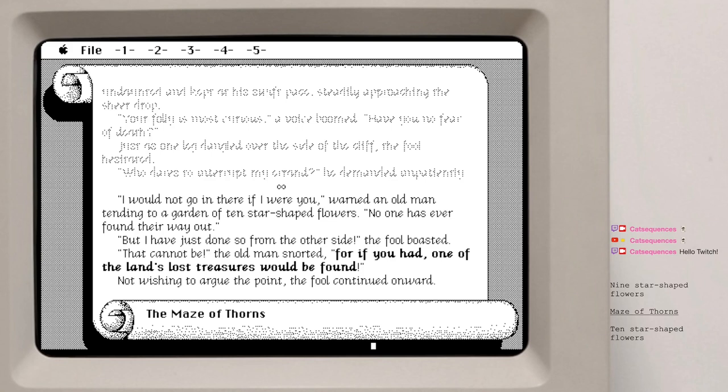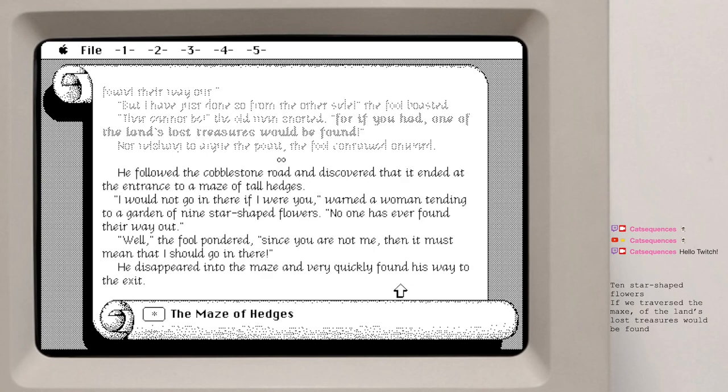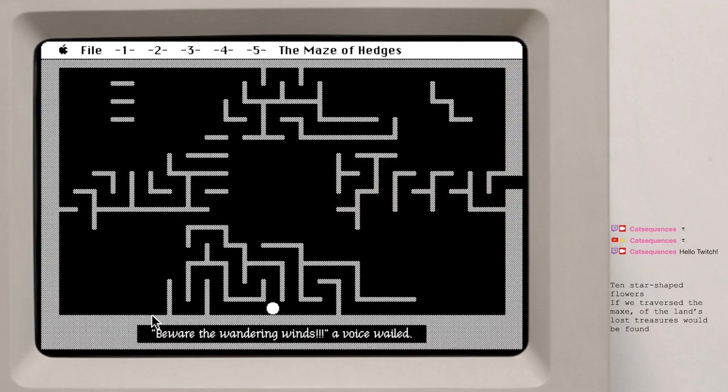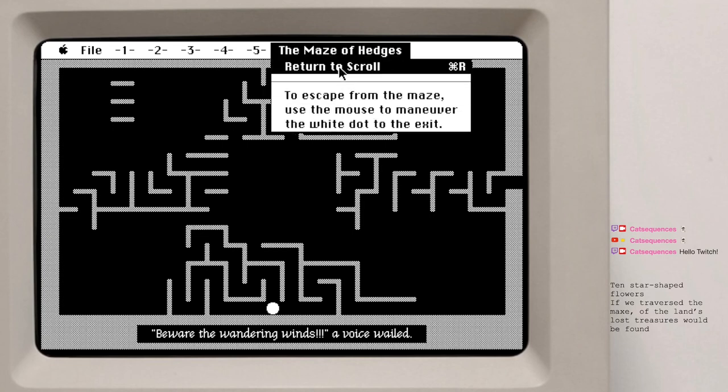So if we traversed the maze, one of the land's lost treasures would be found. So not quite sure what that means in context. I think some of the puzzles, if we go back, you can replay the puzzle again. But it doesn't show us the finished state. I don't think it looked like it was telling us anything.